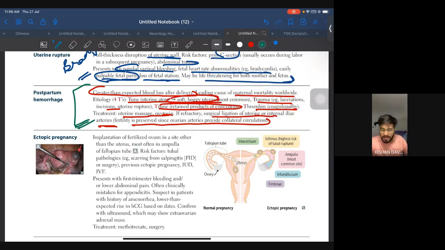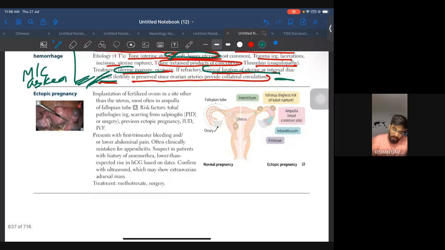Okay. What is important? Soft boggy uterus is important. More than normal blood loss after delivery. This line will be given. After this, the treatment they will give you is uterine massage or oxytocin. And what will you do? Surgical ligation of the internal iliac artery. This is very important. This is most commonly asked. Okay. They will give you soft boggy uterus, and after that they will ask what you need to do.